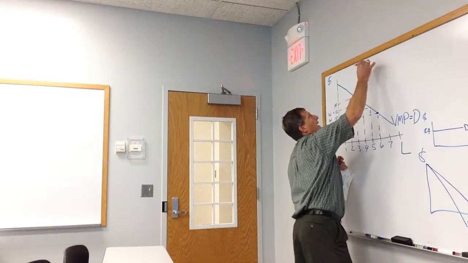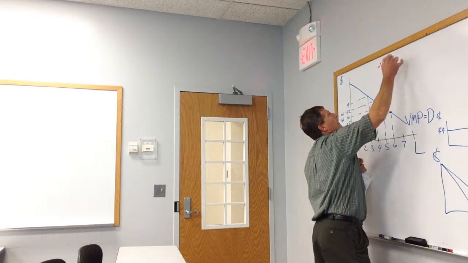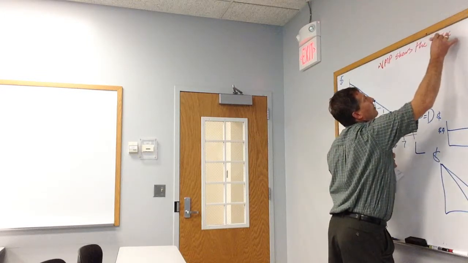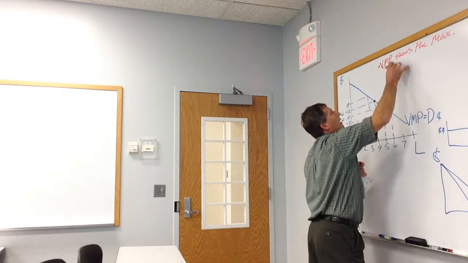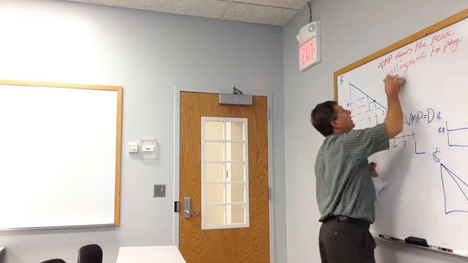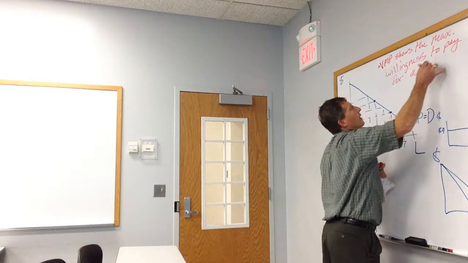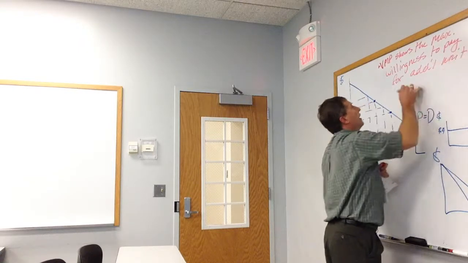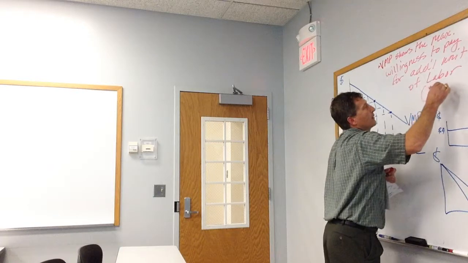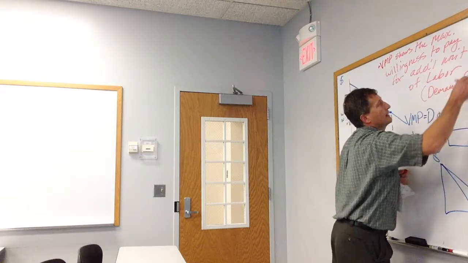So the VMP shows the maximum willingness to pay for each additional unit of labor, which makes it the demand for labor curve. It is the demand curve.